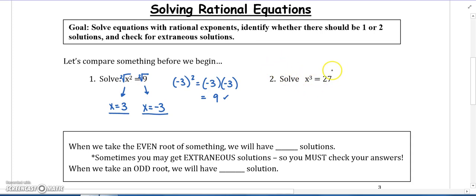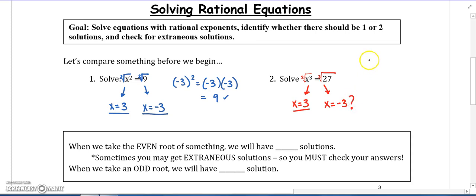So for number 2, we have solve x to the third equals 27. So once again, if I were to solve this normally, I would take the third root of both sides, because that's how we get rid of an exponent. Or if we think about it just logically, what number raised to the third power would give me 27? Well, that would be 3 also, right? Because 3 to the third power is 27. But now here's my question to you. Would x equals negative 3 be an answer?